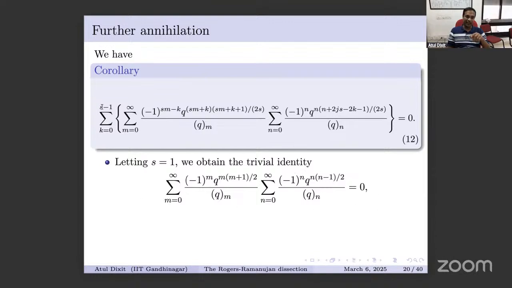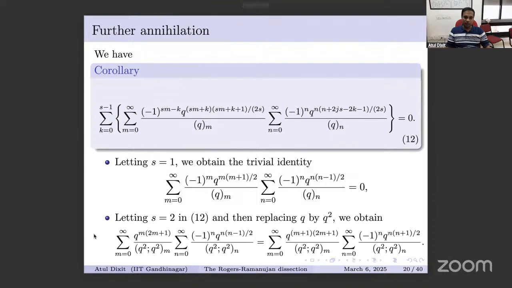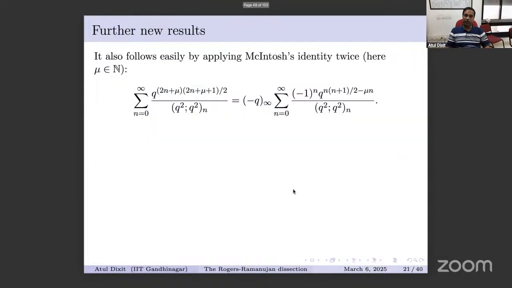But what do we get when s is equal to 2? For s equal to 2, this is the identity. And this identity can actually be proven by using an identity of Richard Mackintosh. In 1995, he conjectured this identity. Here, mu is a natural number. Later on, he, as well as Andrews independently, proved it using difference equations. But one has to resort to difference equations because mu is not a real parameter. Mu is just a natural number.